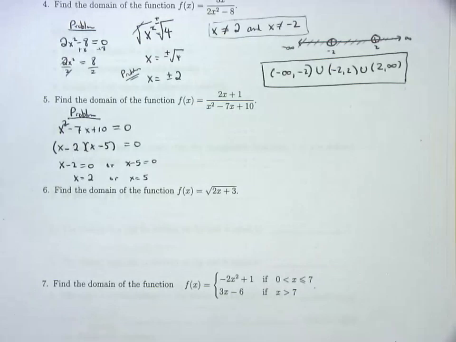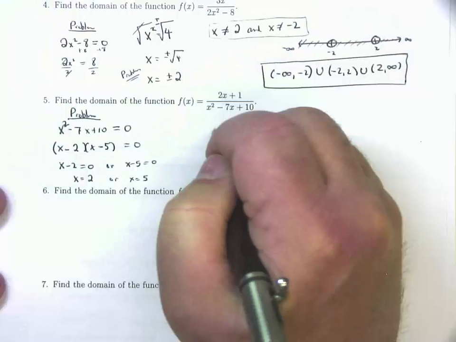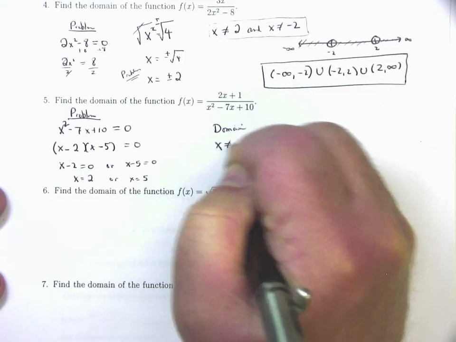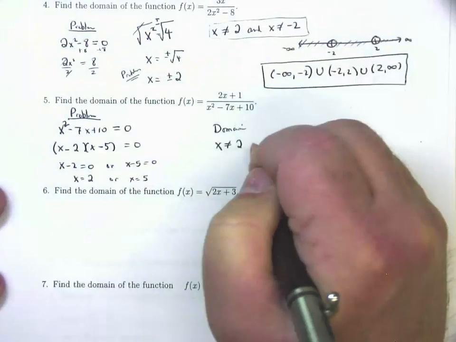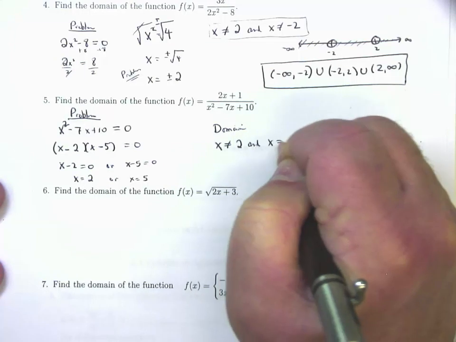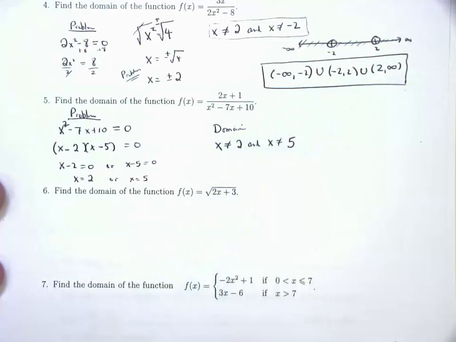These are my two problem points. So in terms of the domain, which is what we're after here, x can't be 2, because that would make me divide by 0. And x can't be 5. Okay?